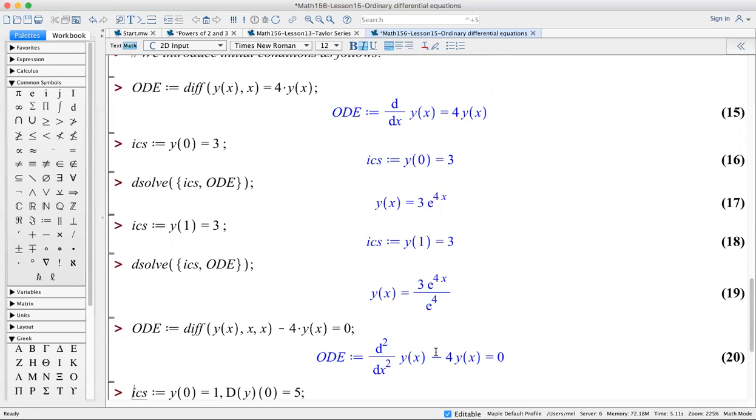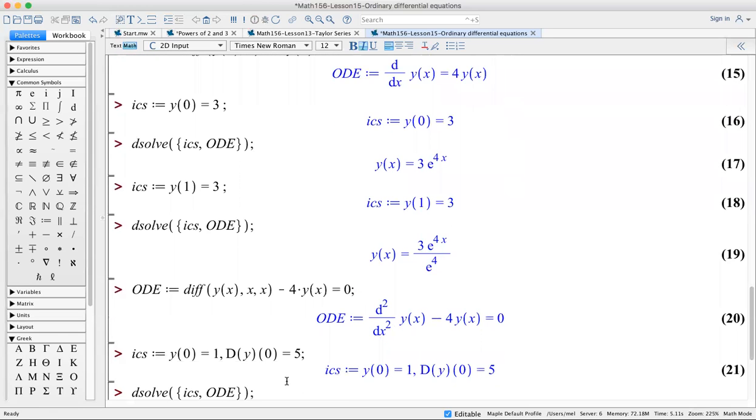Here's a second order differential equation. We saw it before. And now I impose an initial condition, which is y of 0 has the value 1, and the derivative at 0 has the value 5. So this is the notation. And now the solution of this differential equation of order 2 means the highest derivative that appears is a second derivative.